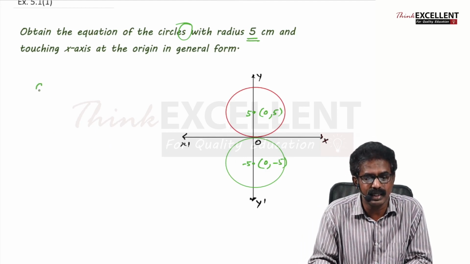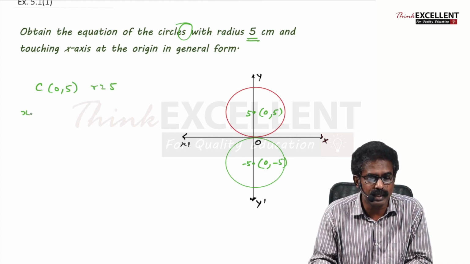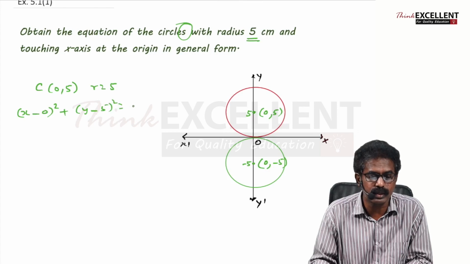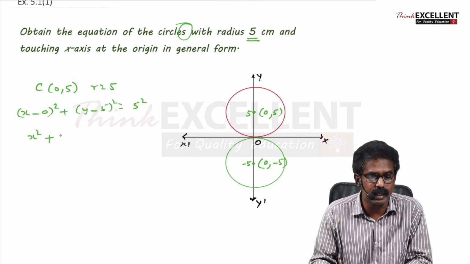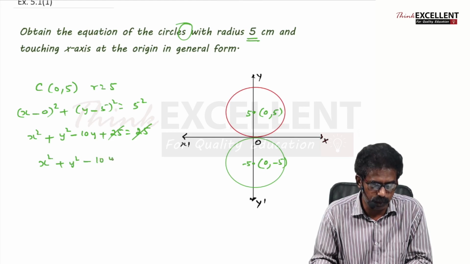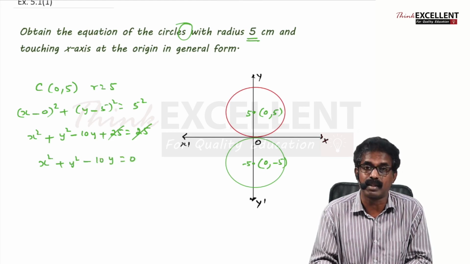For the first case, the center is (0, 5) and the radius is 5 units. So (x − h)², (x − 0)², plus (y − k)², (y − 5)², equal to r². r² means 5². When you simplify, x² plus (y − 5)², expand it: y² minus 2ab, 10y, plus 25, equal to 5², also 25. Both the sides you cancel 25. So what's your final answer? x² + y² − 10y = 0. This is the answer for one circle.